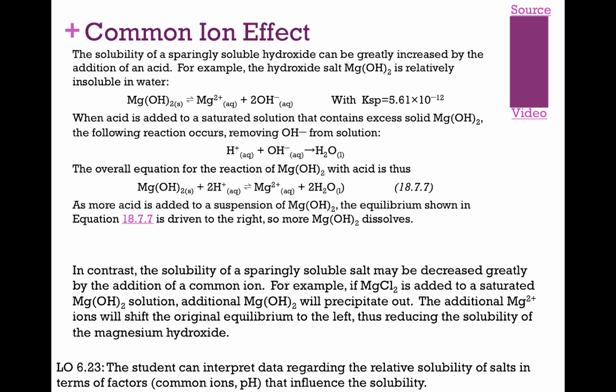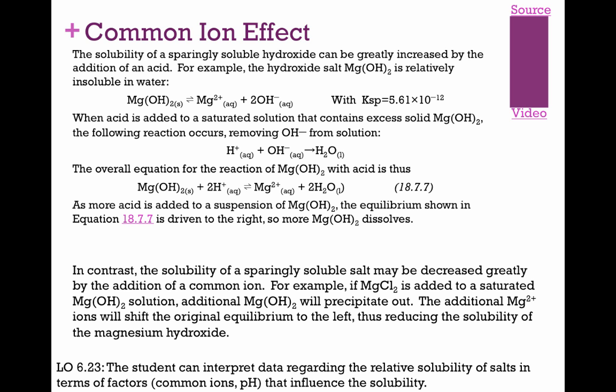Which then, think about Le Chatelier's principle. This was already at equilibrium, and I'm taking OH minus away. I need to make more of it now. And if I need to make more of it, that means I need to dissolve more solid to create more OH minus. And so this tells you as more acid is added, you start to dissolve more Mg(OH)2 because that OH minus is being used up. But then you can look at how you can decrease solubility by using a common ion.